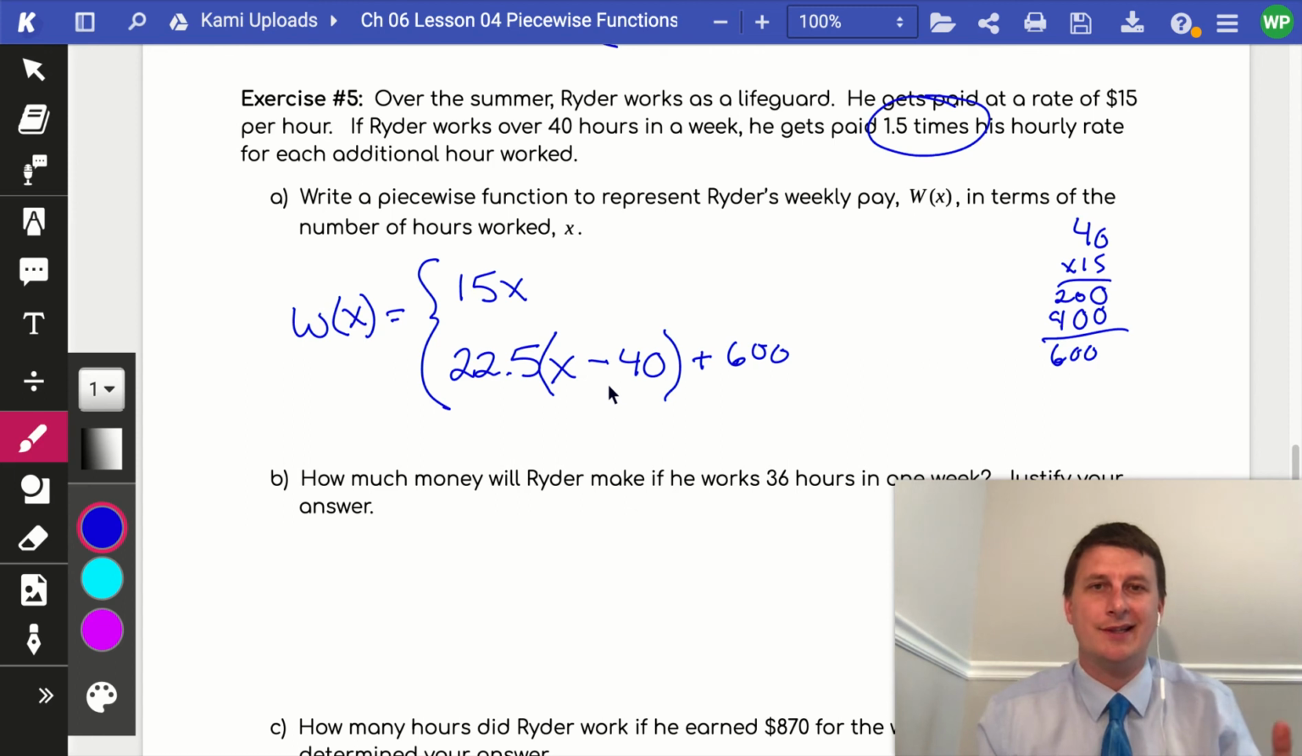So if he works 60 hours in a week, how many of those hours are overtime? How many hours over 40 is 60? And that's 20. And how do you get 20? Well, 60 minus 40.